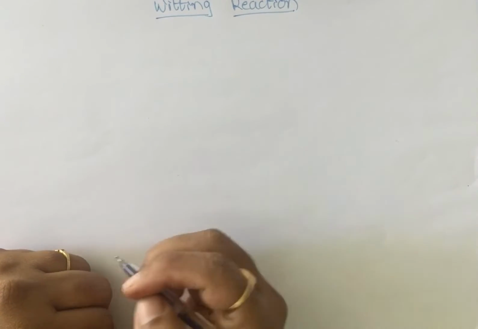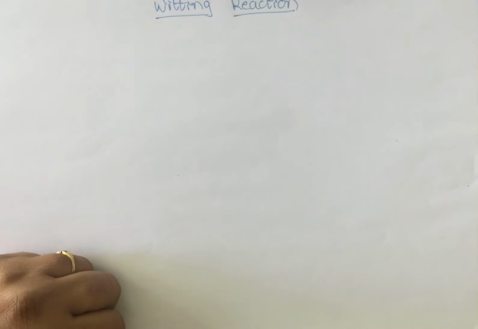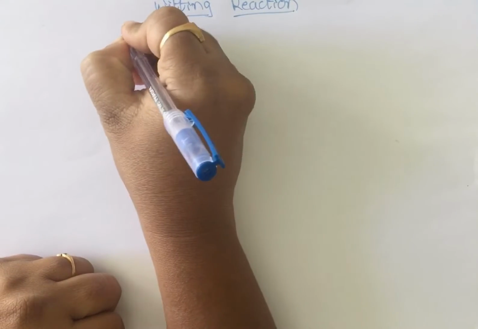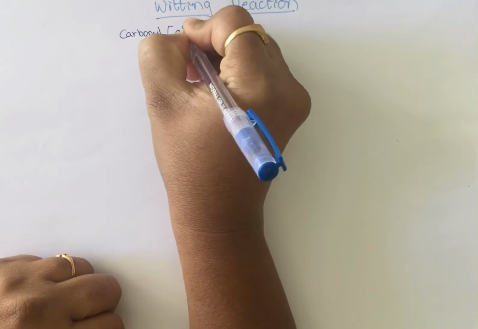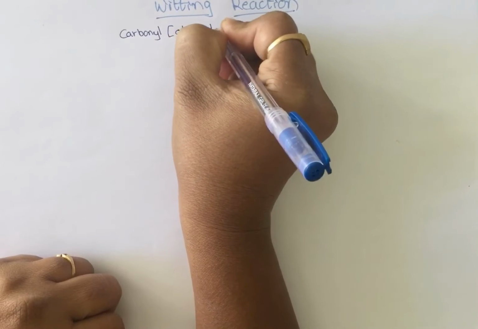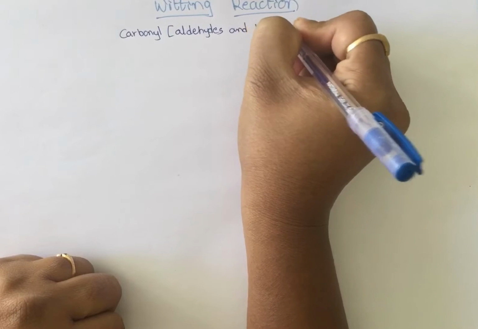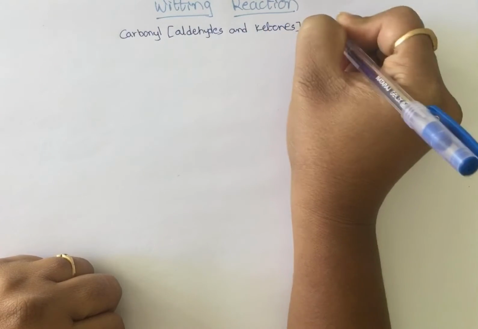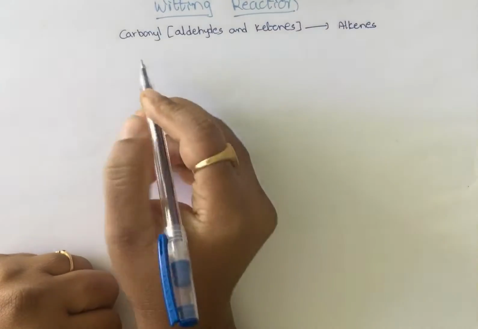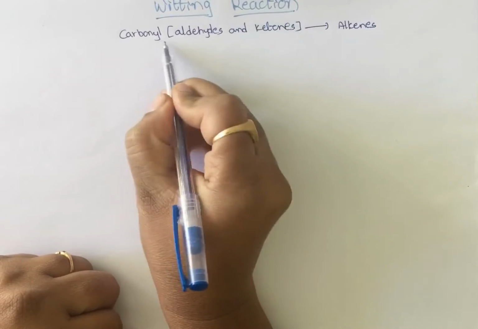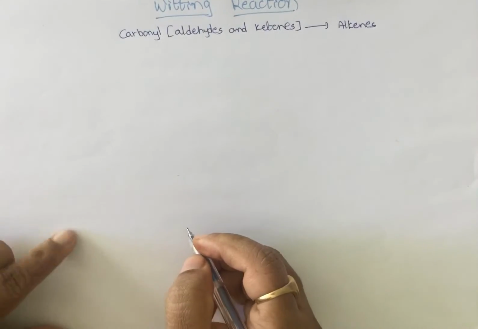Let us discuss one of the named reactions, that is the Wittig reaction. This Wittig reaction is mainly useful to convert carbonyl compounds, carbonyl functional groups, mainly aldehydes and ketones. How can we convert these things? Aldehydes and ketones can be converted into alkenes. To convert aldehydes and ketones, meaning carbonyl compounds, into alkenes, we use this Wittig method, the Wittig reaction.